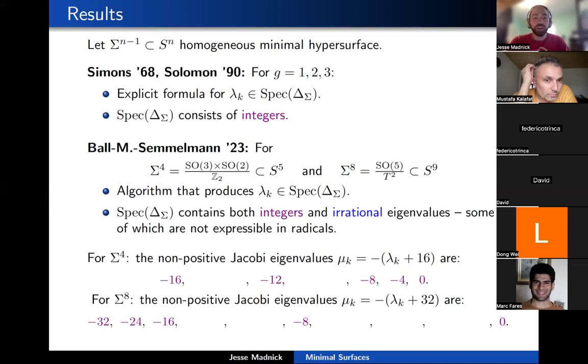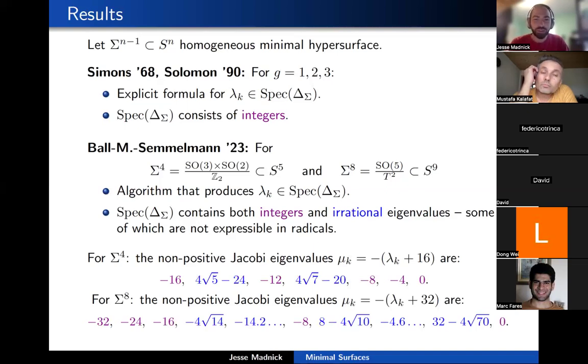So what are those other non-positive Jacobi eigenvalues? Well, you can all see the pattern. They're exactly what you think they are. Of course, they're 4 radical 5 minus 20 and 24, and 4 radical 7 minus 20, and these sorts of really wild things. So it's this very strange mix of order and chaos. Here, I should say that 14.2 is expressible in radicals, and so is -4.6. It's just that the radical expression is so gigantic, I didn't want to put it here. So the irrational eigenvalues that are not expressible in radicals are on the positive side of the Jacobi spectrum.